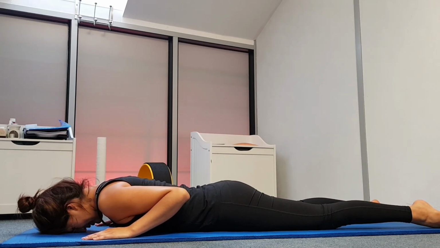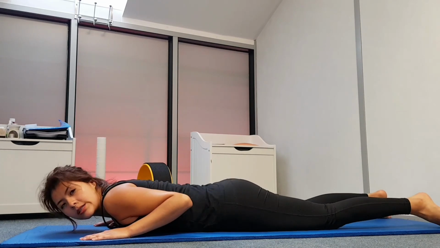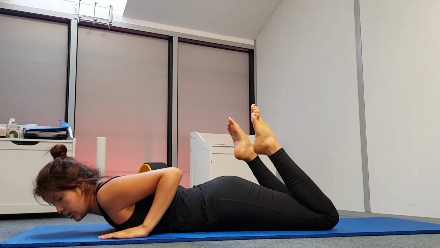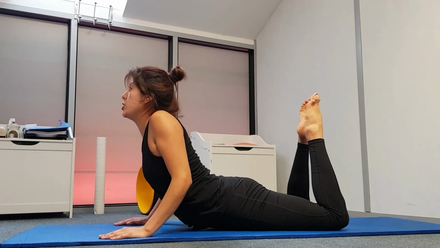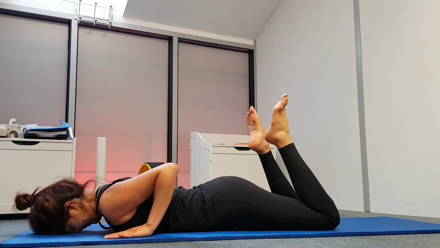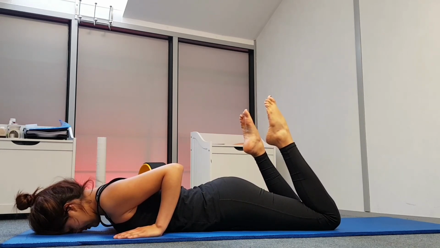If you're intermediate level, we can do the same Bhujangasana, but we will do it with the flexion of the knees. Okay, it's a variation. So you hold your feet just to feel the stretching. Okay, if you want, you can do it like this too, and just push the floor, push the floor. Relax, relax, relax. One more time.